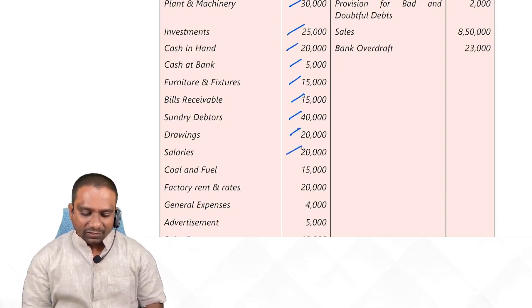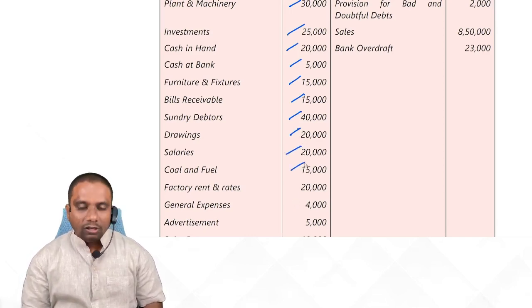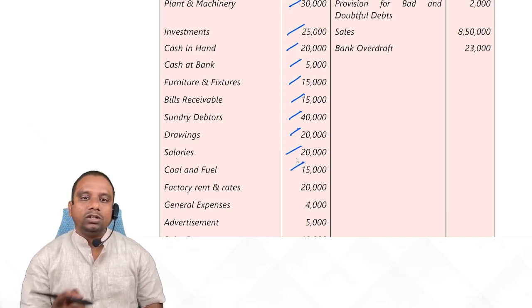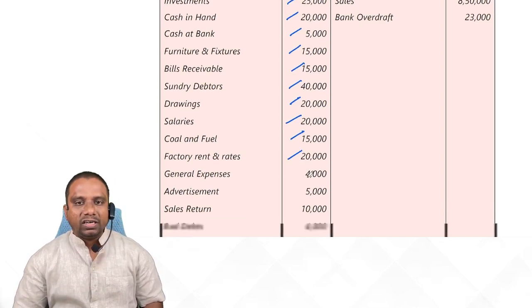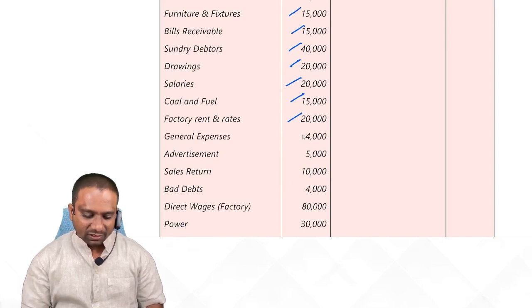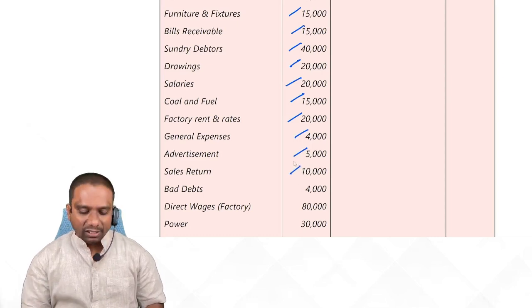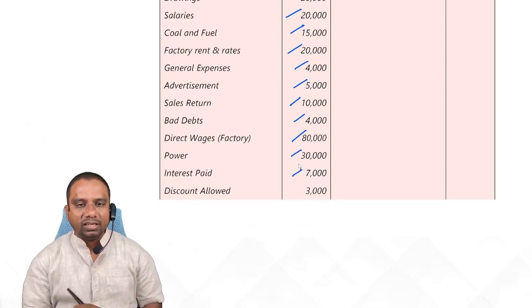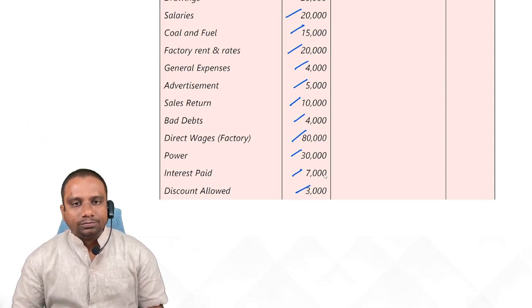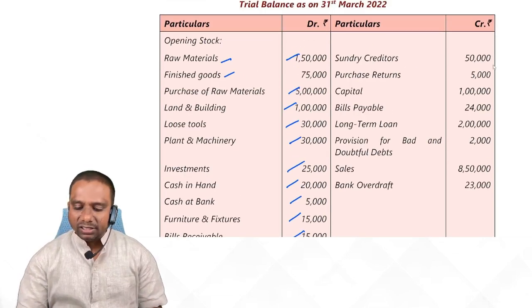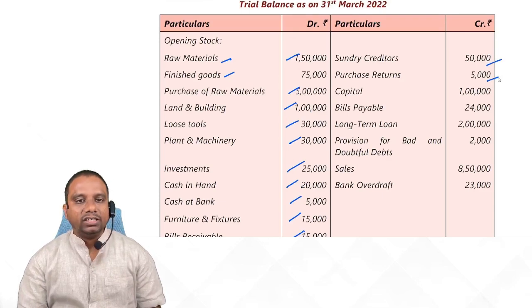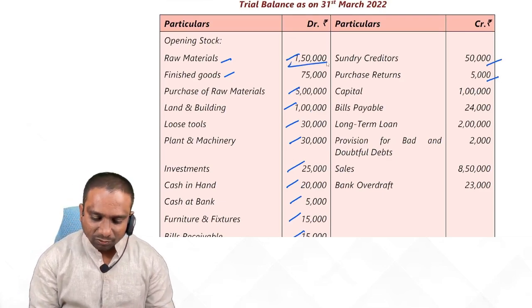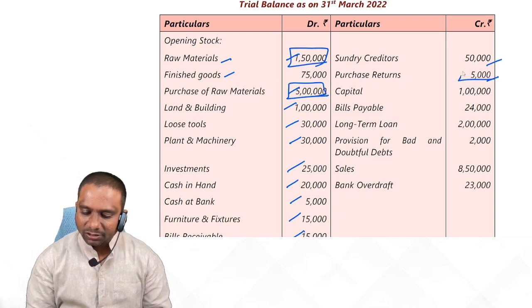Capital, salaries P&L account debit, coal and fuel taken to the manufacturing account, factory rent and rates taken to the manufacturing account, general expenses P&L account debit, advertisement P&L account debit, sales return deduct from sales, bad debts debit to P&L, direct wages factory manufacturing account, power manufacturing account, interest paid P&L account debit, discount allowed P&L account debit, sundry creditors balance sheet asset, purchase returns deduct from purchases. See 1 lakh 50 plus 5 lakhs plus 5,000.